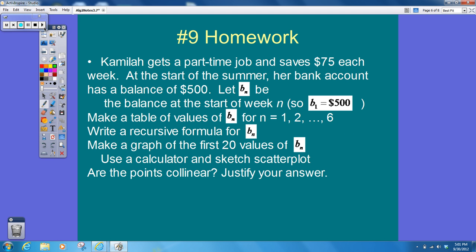Okay, let's talk about Camilla for a second. He or she gets a part-time job and saves $75 each week. At the start of the summer, her bank account has a balance of $500. Let B sub n be the balance at the start of week n. So B sub 1 is 500 because at the start of the first week, she had $500. Make a table of values all the way to 6.